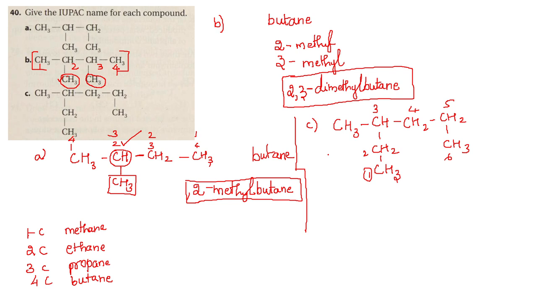So now the parent structure has 6 carbon atoms. What is the name given to the one with 6 carbon atoms? Hexane. Hexane, not hexo. Okay. Now what is the substituent group?